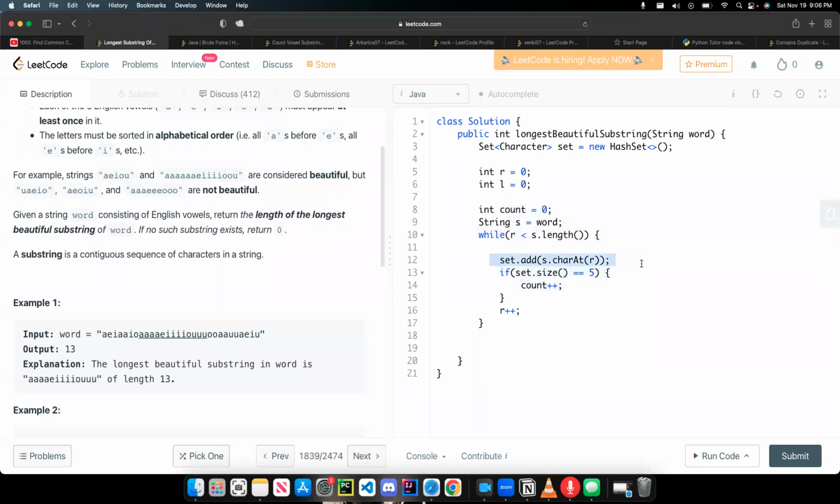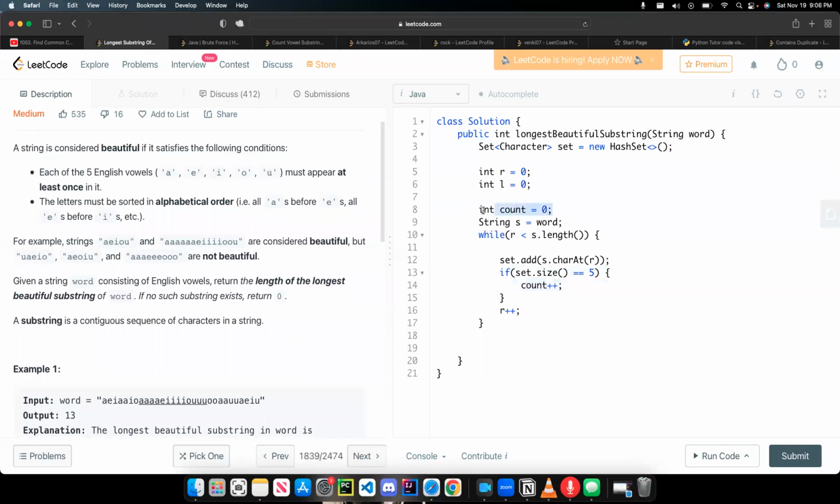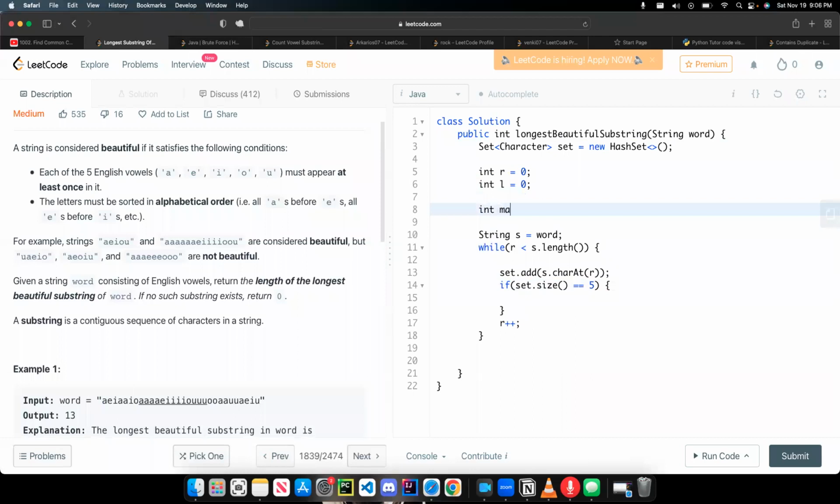We were adding them into the set as they came, and the set size being 5 meant that at least one of every vowel was present in the set, so we increment count by 1. But on second thought, it doesn't make sense to increment count, because we're not counting the substrings that have this property. Instead, we're recording the maximum length. So I'm going to set max equal to 0, and max is either going to be what the max was before or the length of the current substring.